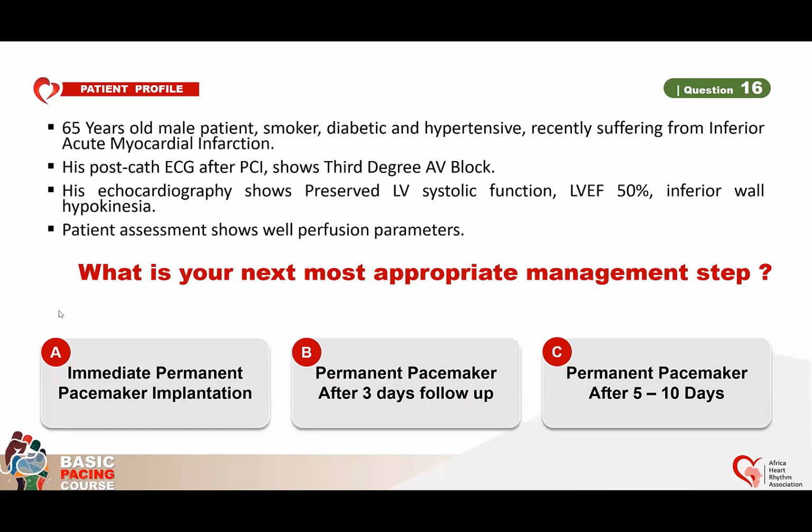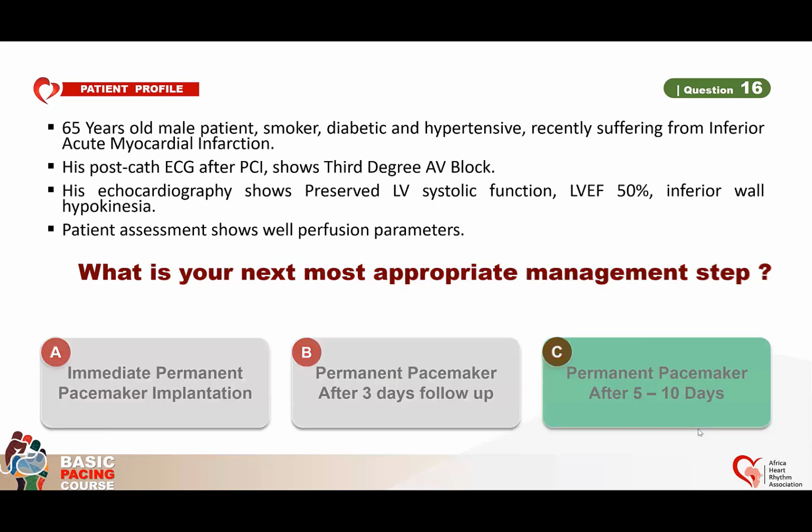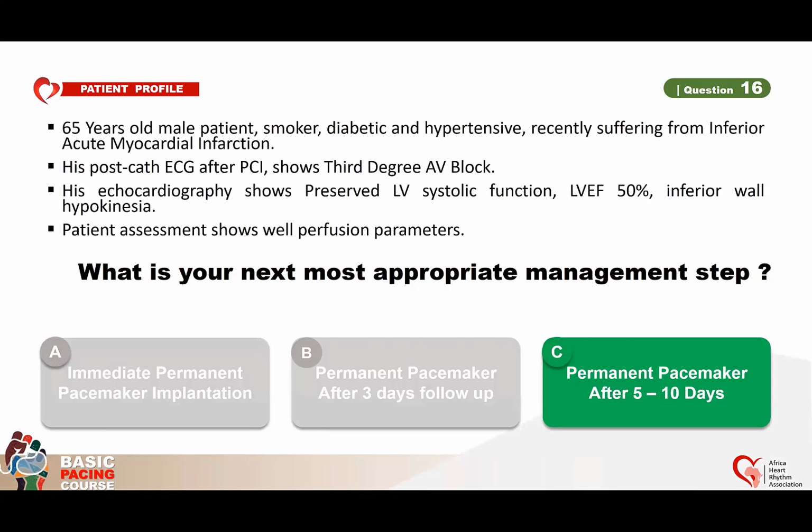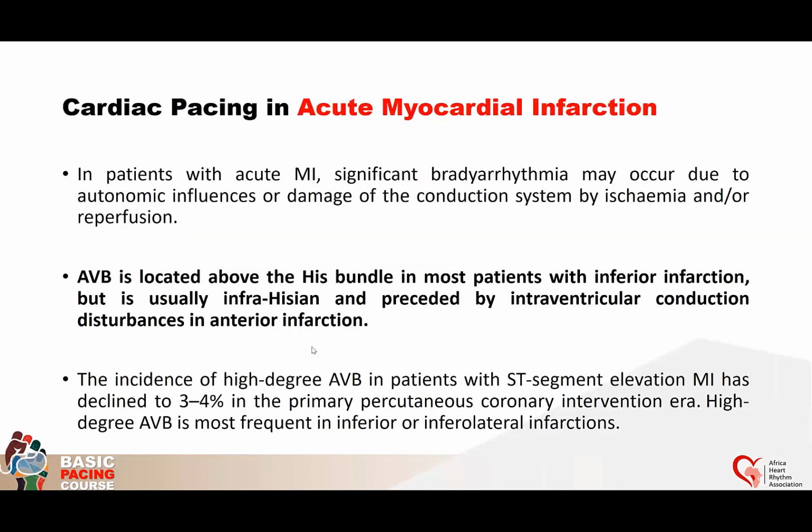Would you go for immediate permanent pacemaker implantation in this patient? Or would you wait for 3 days follow-up until you decide if it's persistent, or 5 to 10 days? And this is to show that in these patients, especially with inferior acute MI, AV block is located above the His bundle in most patients, while in anterior MI, it is infra-Hisian. Most of these patients would resolve.